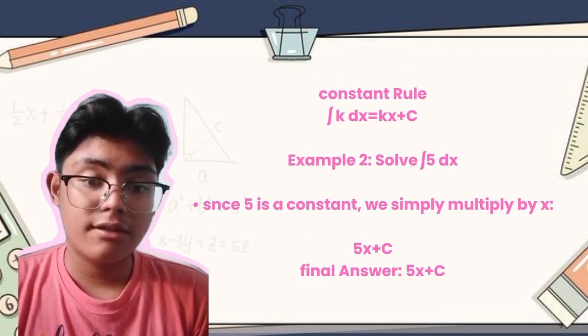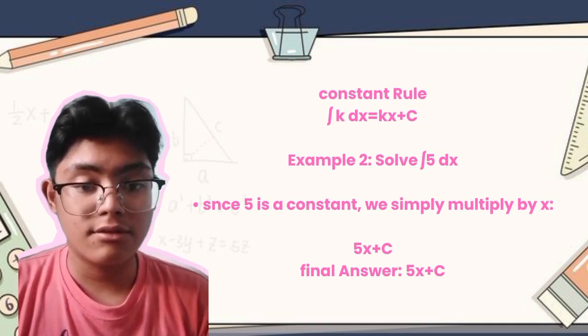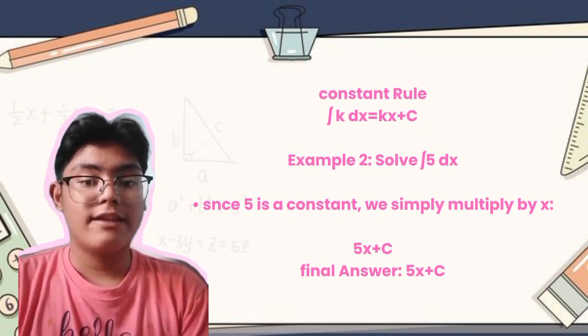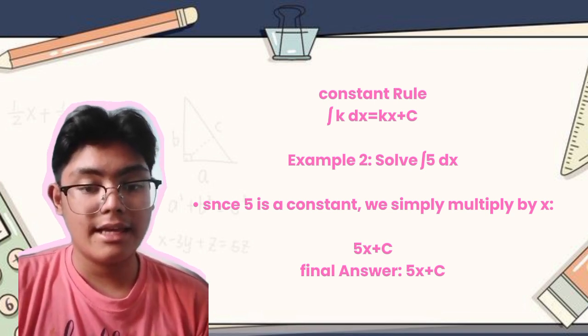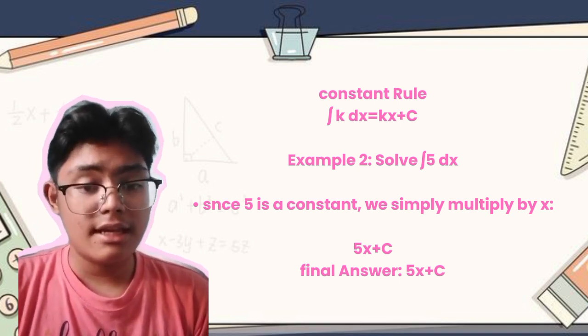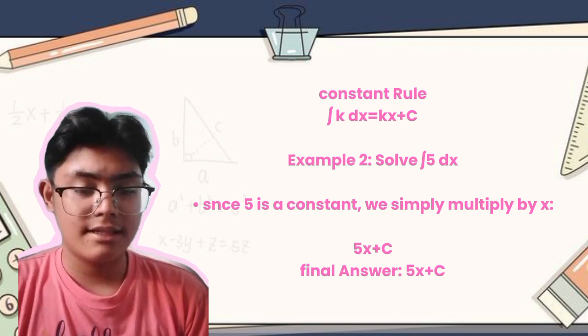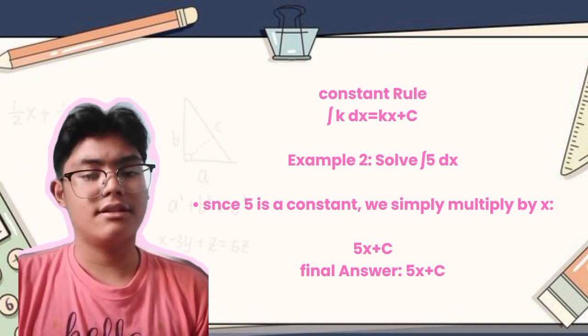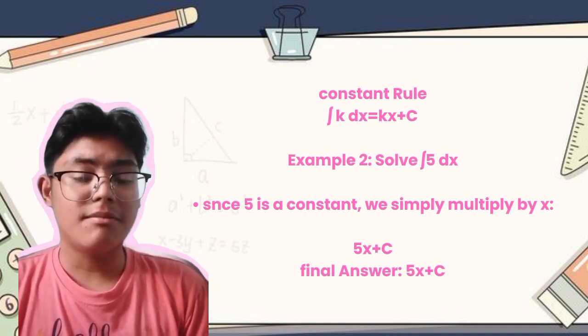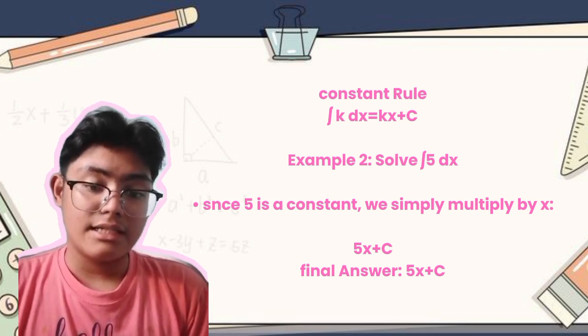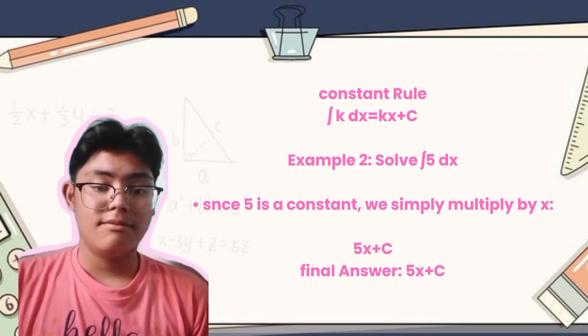Now let's move on to rule number 2, which is the constant rule. The integral of k dx is equal to kx plus C. For the second example, solve for the integral of 5 dx. Since 5 is a constant, we can simply multiply it by x. So the final answer will be 5x plus C.